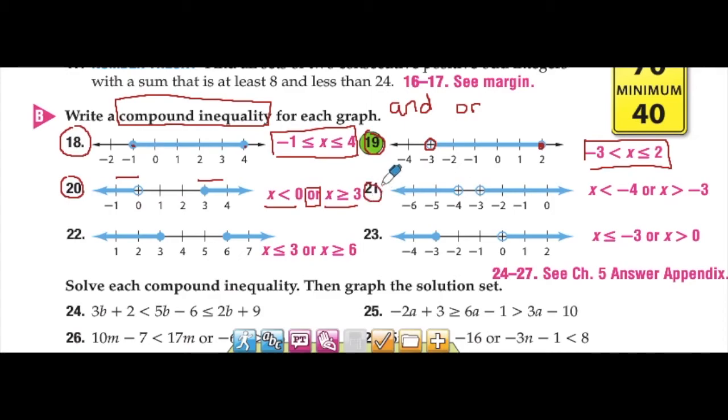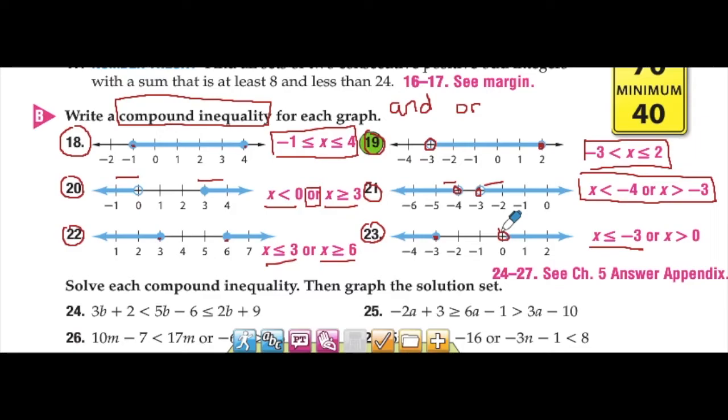Same for number 21. We have open circles going in opposite directions. So we're going to write that as x is less than -4 or x is greater than -3. Number 22, two closed circles. So we have x is less than or equal to 3 or x is greater than or equal to 6. And finally, number 23, closed circle at -3 is x is less than or equal to -3.